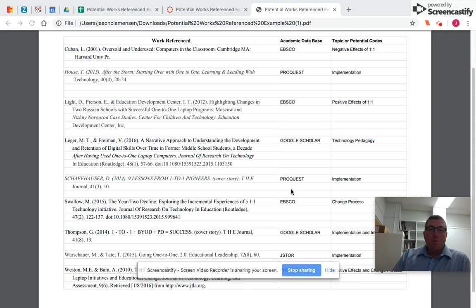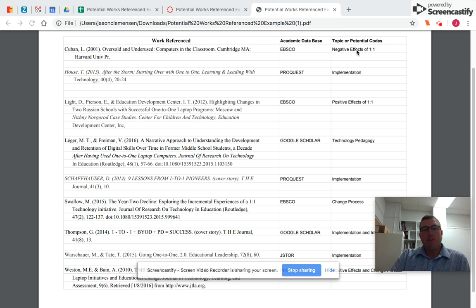This will help you know where you went to look for it, and it'll also help you as you're writing your literature review in explaining what academic databases you utilized to write your literature review. And then on the far right side, the topic or potential codes that are used. This helps me organize, when I want to go back and look at a specific subtopic, which articles am I looking at? Where do I want to go?